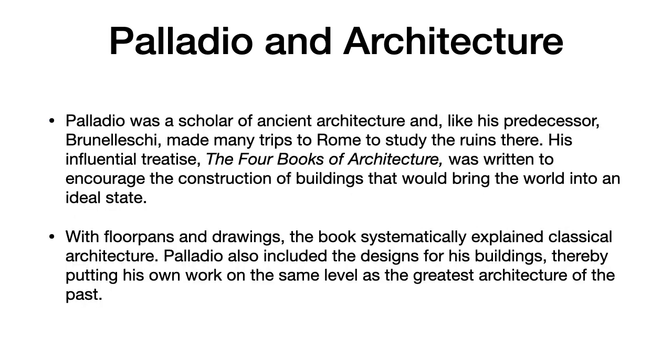Palladio was a scholar of ancient architecture, and like his predecessor Brunelleschi, made many trips to Rome to study the ruins there. His influential treatise, The Four Books of Architecture, was written to encourage the construction of buildings that would bring the world into an ideal state. With floor plans and drawings, the book systematically explained classical architecture. Palladio also included the designs for his buildings, therefore putting his own work on the same level as the greatest architecture of the past.